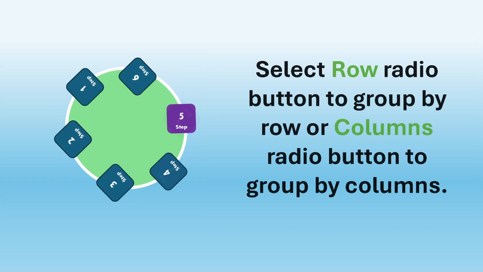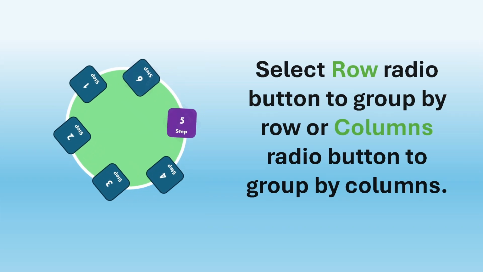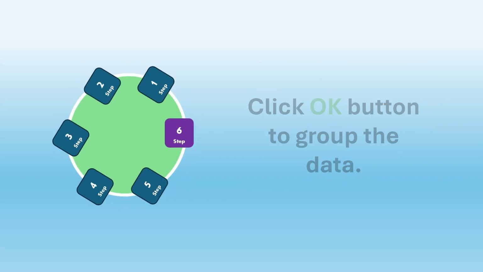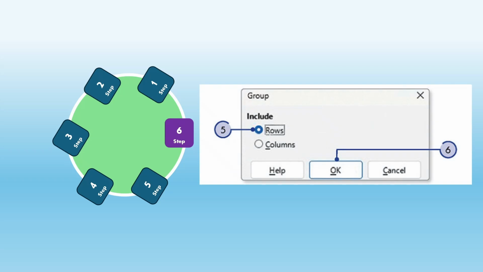Fifth step, select the Rows radio button to group by rows, or the Columns radio button to group by columns. Sixth step, click the OK button to group the data. Find the 5th and 6th steps in this image.